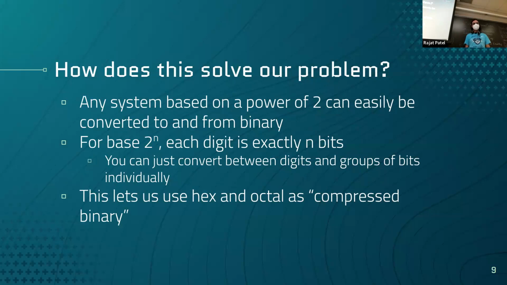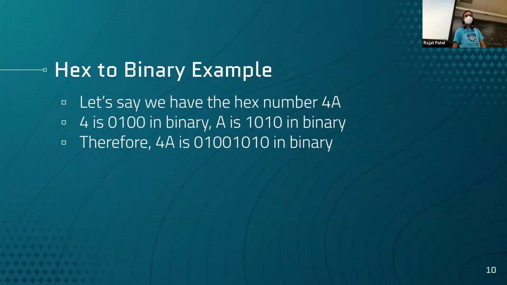So how does this solve our problem? Any system based on a power of 2 can easily be converted to and from binary. For base 2 to the n, for any n, each digit in that base is exactly n bits, which means that we can just convert between digits in base 2 to the n and groups of n bits individually. So this basically lets us use hex and octal sort of like compressed binary. And we'll have an example of that on the next slide.